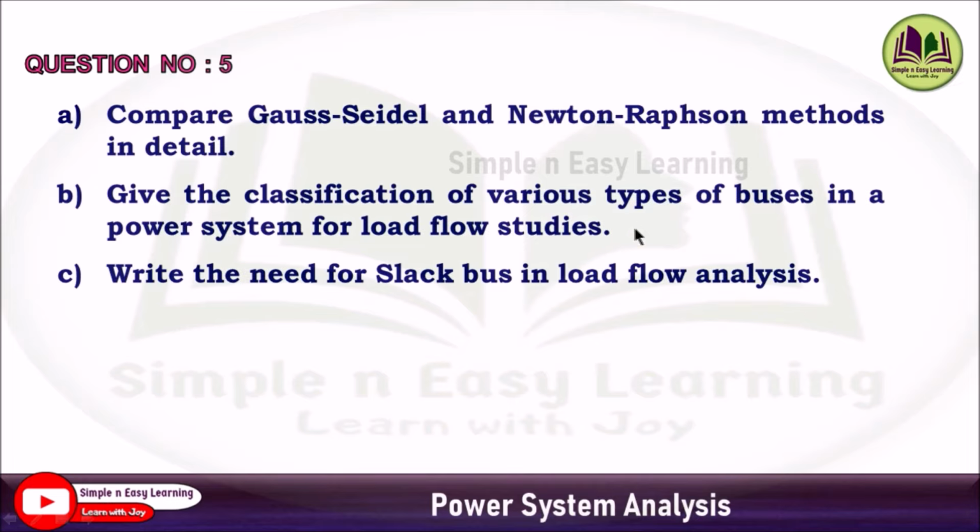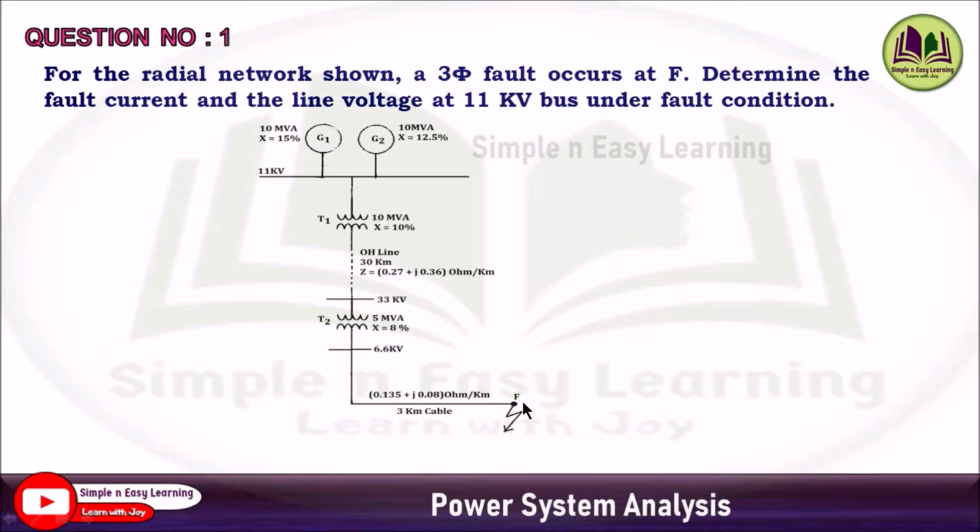And unit 3, symmetrical fault analysis. First priority question: symmetrical fault analysis using Thevenin's theorem. So this type of problem is very important. So here 11 kV bus, two generators are connected in parallel, then followed by a transformer 1, then overhead line, transformer 2, then underground cable. And at the end of this underground cable, a fault occurs. We need to analyze this fault and find out the fault current.